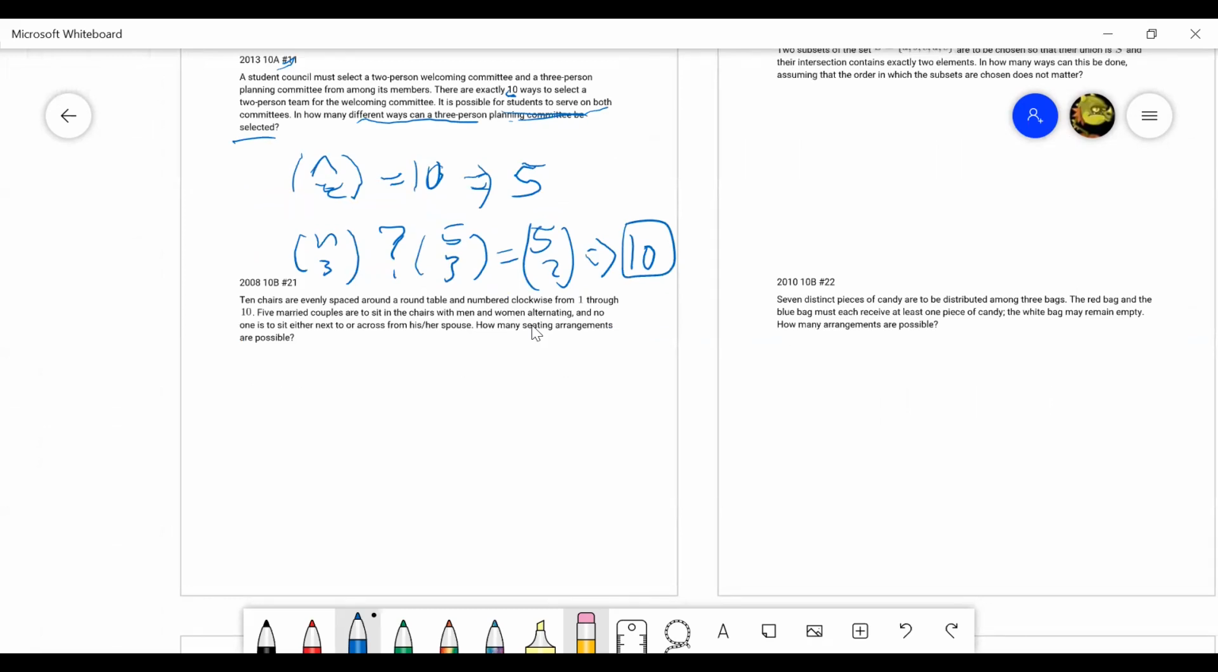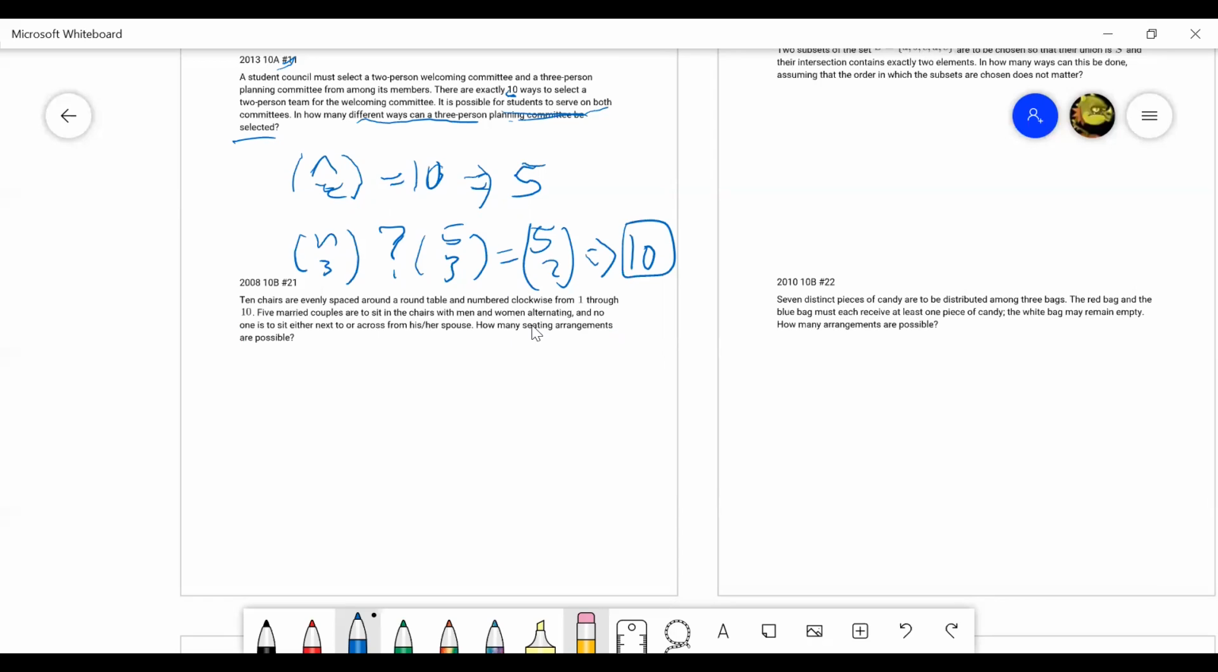10 chairs are evenly spaced around a round table, and numbered clockwise 1 through 10. 5 married couples are to sit in the chairs with man and woman alternating, and no one is to sit either next to or across from his or her spouse. How many seating arrangements are possible?